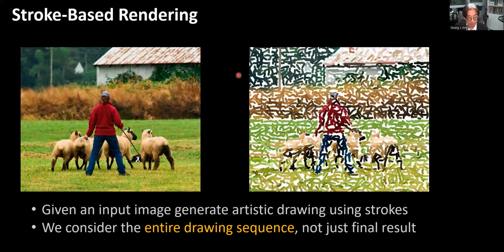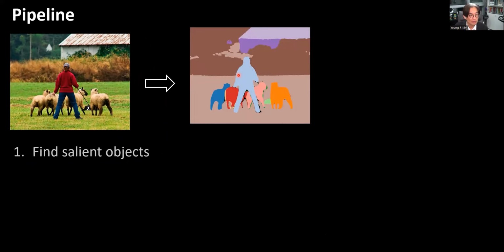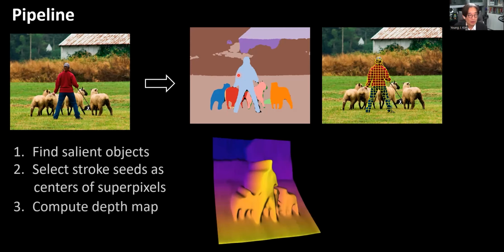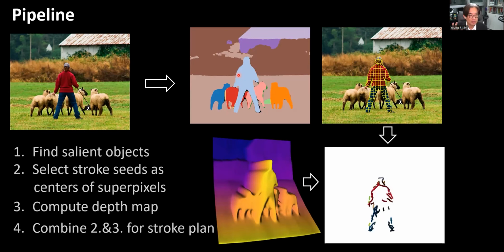But that's our difference from the existing stroke-based rendering. Then the pipeline of our stroke-based rendering is something like this. Given this input image, first of all, we find the salient objects in the scene using segmentation, panoptic segmentation more precisely. And then for each segment, we group a set of pixels, so-called superpixels, which is a clustering of perceptually relevant pixels. At the same time, we also approximate the depth map for each segmented image. And then we use the superpixels and the depth map to figure out this stroke ordering.